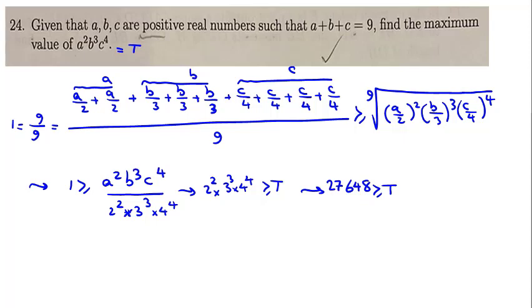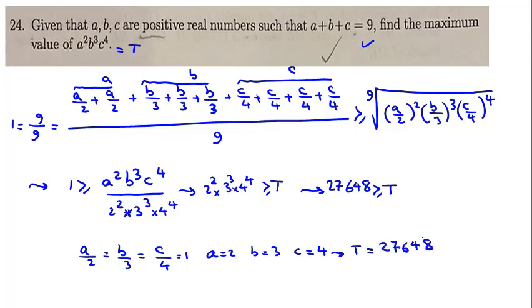Now we should prove that it's possible to reach this. We know equality happens when all terms are equal. A over 2 should be equal to b over 3, should be equal to c over 4. And if we consider a equal to 2, b equal to 3, c equal to 4, then all of them will be 1. And also 2 plus 3, 5 plus 4, 9. It satisfies this. So we also prove in this case t equals 27648, because in the AM-GM that we've used, equality happens when all terms are equal, and we could use that because a, b, c were positive real numbers.